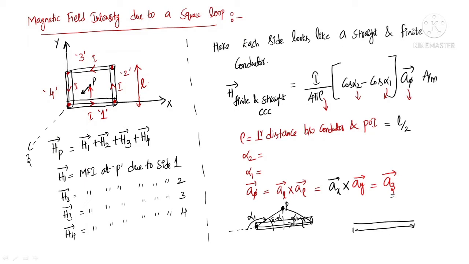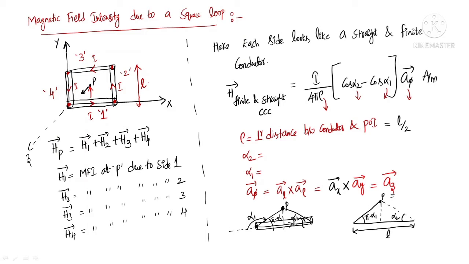The length of each and every side of this square current carrying conductor is L, and your point of interest is P here. Okay, so this angle is pi minus alpha 1. This is one triangle. This is another triangle. What is this angle? This is alpha 2.